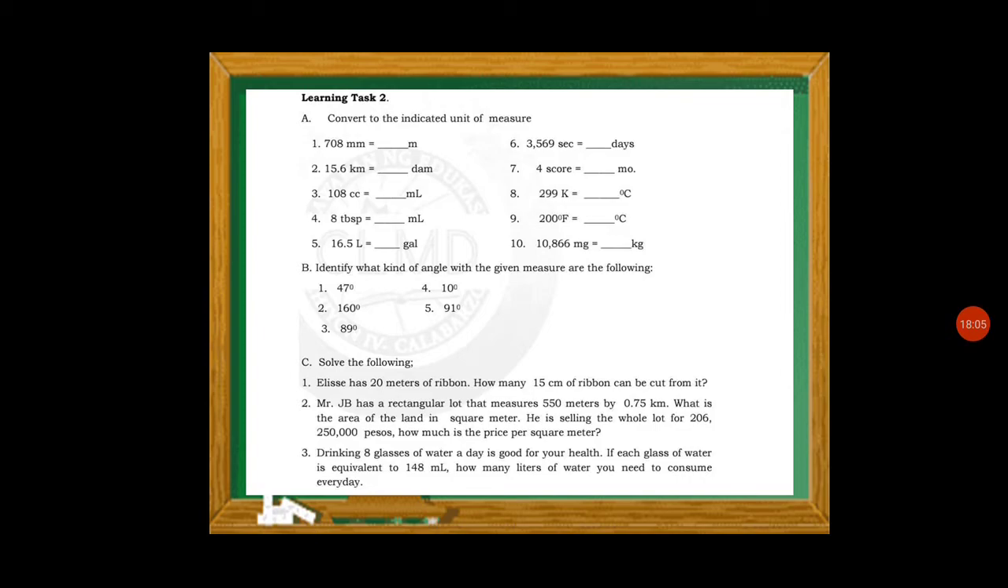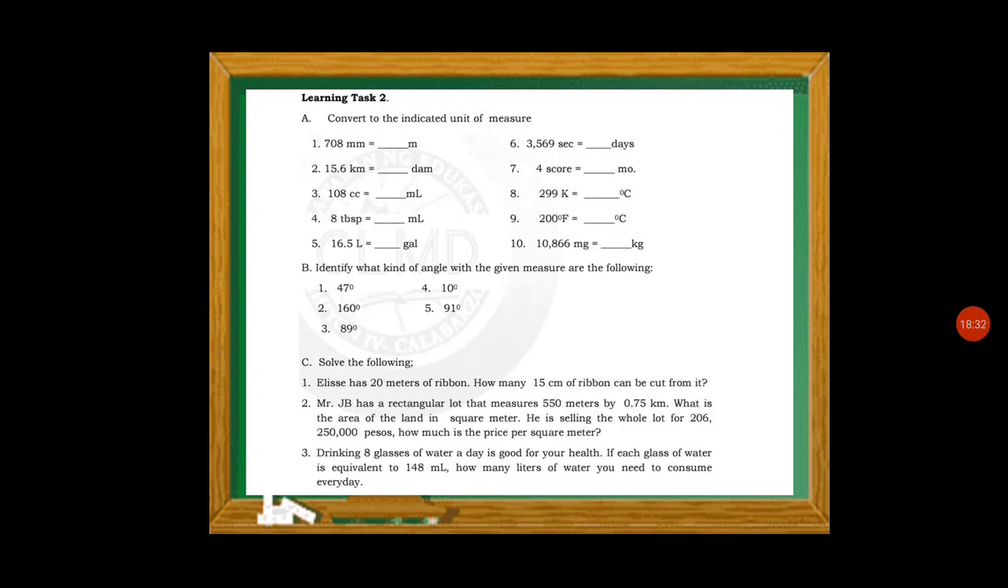So for letter B, identify what kind of angle with a given measure are the following. For number 1, that is less than 90 degrees. Always remember that if an angle measures 90 degrees exactly, that is a right angle. Anything lower than 90 is acute, and anything higher than 90 is an obtuse angle.